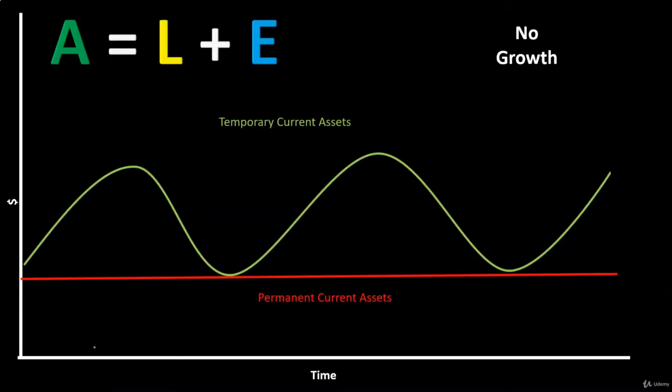So if you were to graph that, it might look something like this. We've got time and then we've got dollars. The permanent current assets are going to be things like the accounts receivable, things like the inventory that are always going to be churning over, that are always going to be replaced, and therefore they can be somewhat constant.